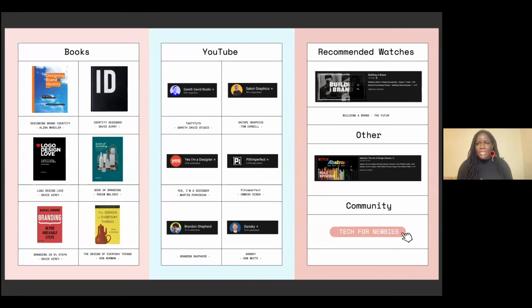Book of Branding, absolutely amazing book. Branding in 5.5 Steps. The Design of Everyday Things, right? All of these books are going to help you with technical aspects, are going to run you through the process, but are also going to help you with design thinking. So being able to open up your mind as to how to come up with creative solutions that work and are aesthetically pleasing at the end of the day.